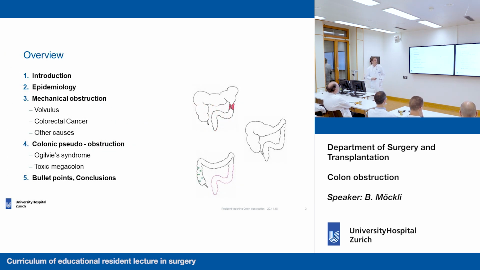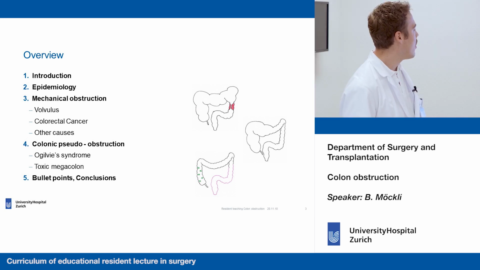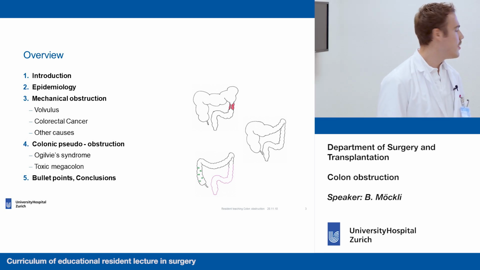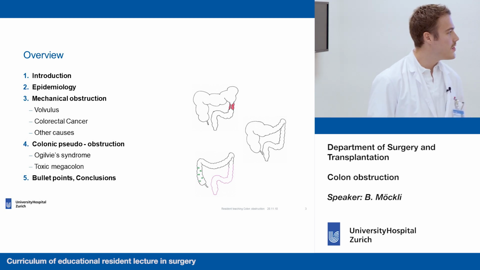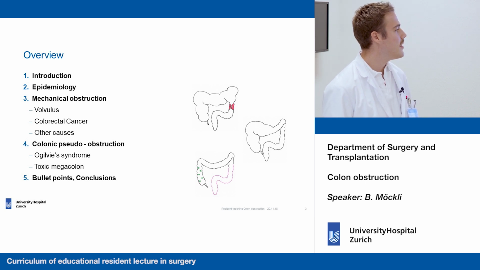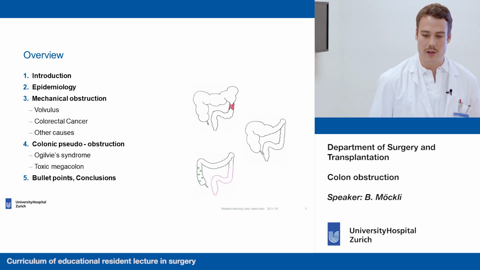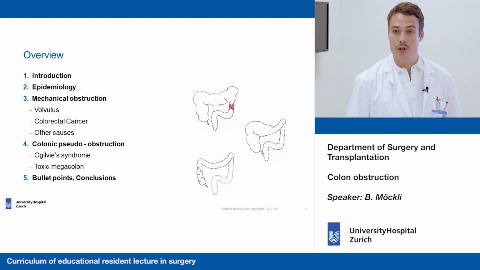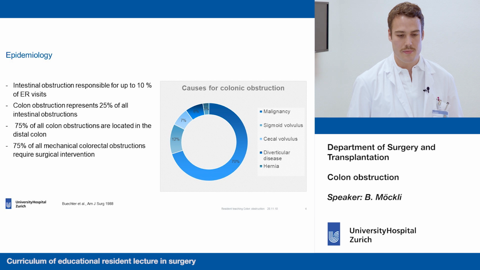A quick overview of the presentation. We'll start out with some numbers about the epidemiology. Then we'll go into mechanical obstructions with colorectal obstruction and different kinds of volvulus, represented here by malignant colorectal obstruction. Then we'll go into pseudo-obstructions with the Ogilvie syndrome, represented here by these dilated proximal colon, and then into toxic megacolon, infectious colitis and ulcerative colitis. And we'll round up the presentation with some conclusions and bullet points.